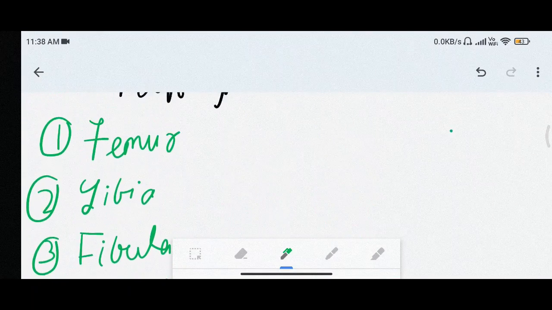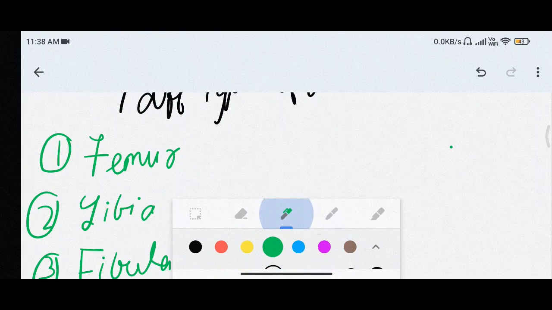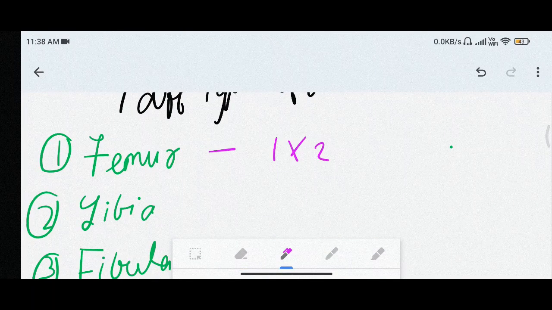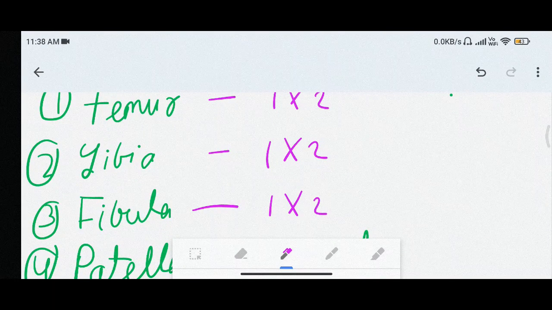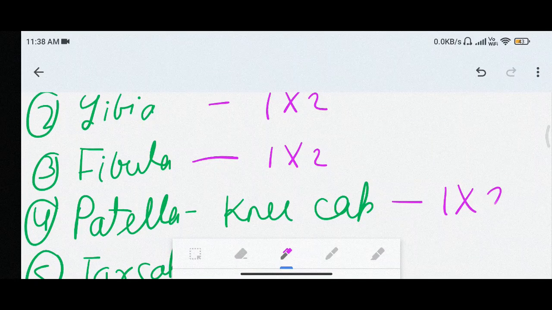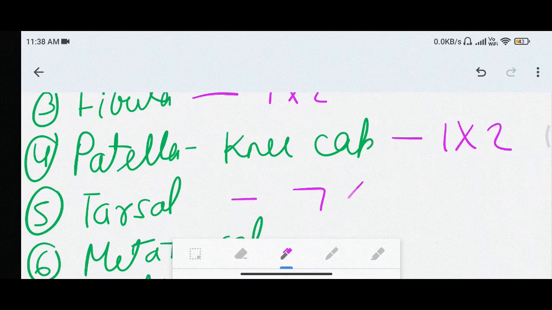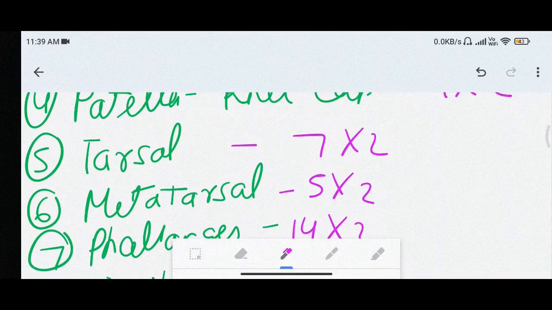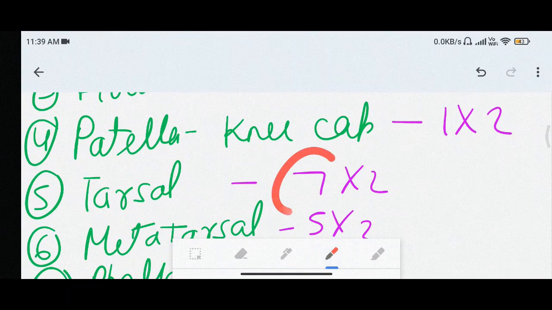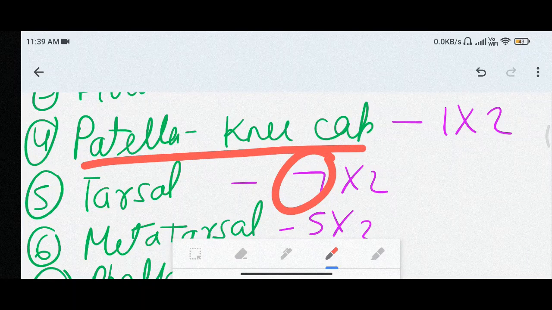Okay, so similarly, this one also will have 1 into 2 bones. Fibula is also 1 into 2. Kneecap is also 1 into 2. And tarsal is here 7 into 2. Metatarsal is again 5 into 2, and phalanges is also 14 into 2. So tarsals are 7 into 2 because of this patella or the kneecap. This one extra bone is present, so to counter it, one bone in each leg is less. Okay.